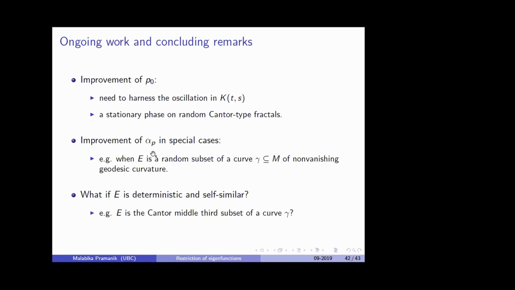Improvements of alpha p are possible for random Cantor sets of certain curves, say the ones which have non-vanishing geodesic curvature. We are looking into that as well.